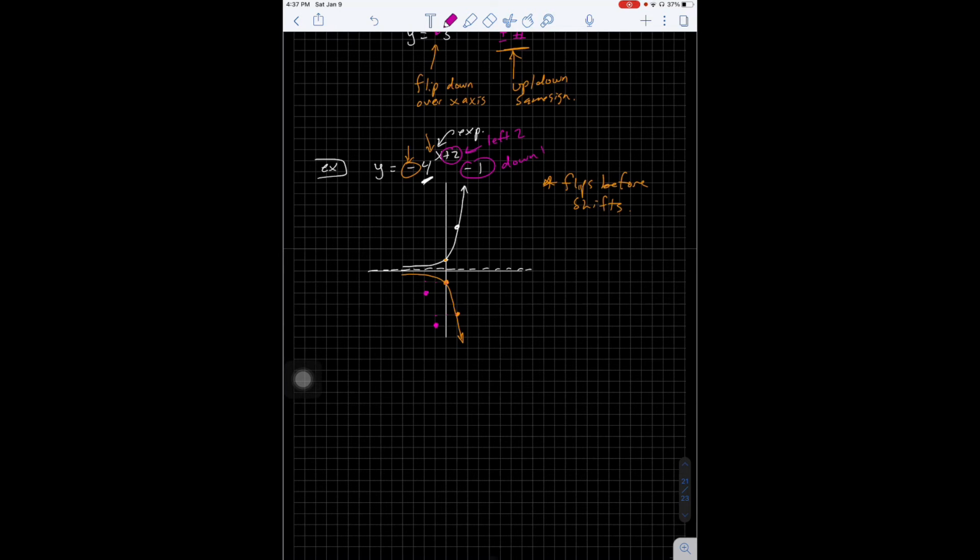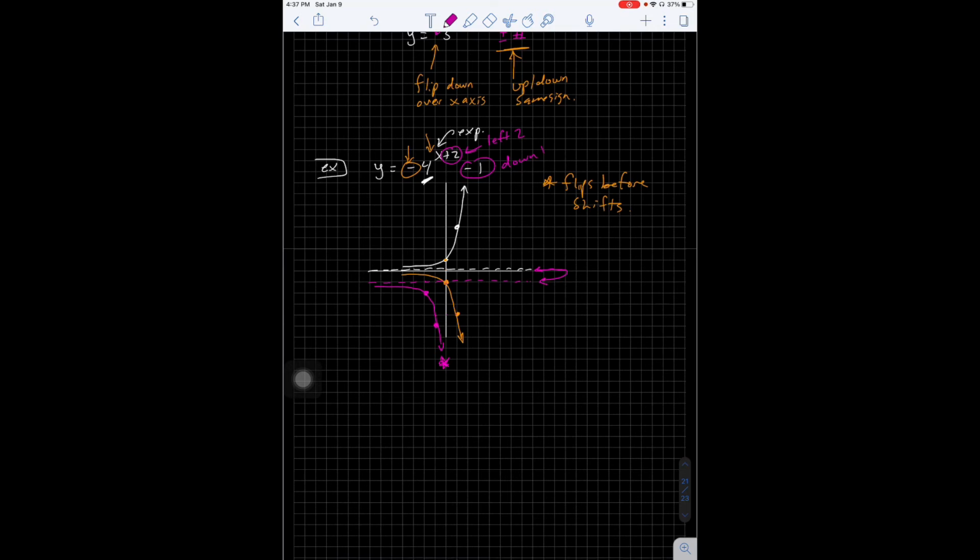Now listen, your asymptote also does this. It's going to go left 2. Now it's a line, so going left 2 doesn't do anything, but the down 1 does. It's going to shift it from here, down 1 to here. So here's my asymptote, and I want that marked on your final answer. And so it's the orange graph, but shifted rigidly left 2, down 1, and this is your final answer.